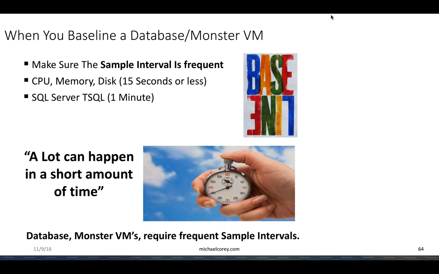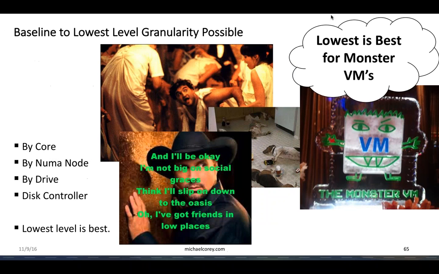Do you think VMware is going to be hurt if you have to come back and buy more licenses after you go down the path? Of course not. So keep in mind, lower is better. And in fact, I've got the picture from Animal House, baseline to the lowest level. If David were here, he'd say by core, if possible, by NUMA node, by drive, by disk controller. He would tell you to get as low as possible.